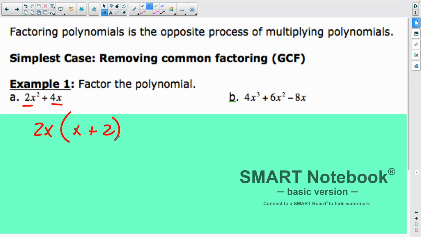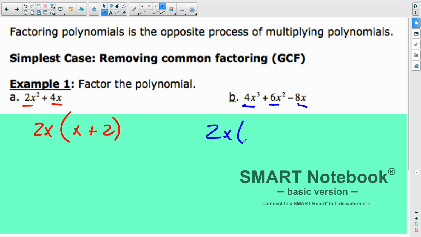If I go take a look at this next one, same kind of deal is happening. I got 3 terms though in this one, not just a 2-term polynomial. I have a 3-term polynomial, and I'm going to look at all 3. I got to look at the 4, the 6, and the 8. They have a 2 in common. I'm going to look at the x cubed, the x squared, and the x. They have an x in common.